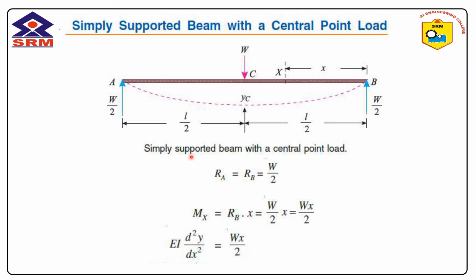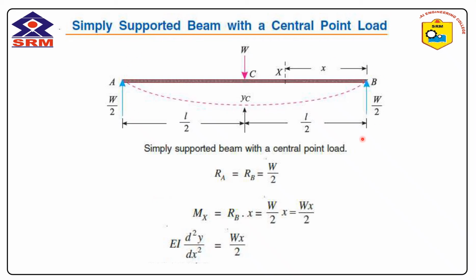So we will consider an example, a simply supported beam with a central point load. Consider a beam AB of length L subjected to a central point load W. Consider a section XX at a distance small x from B. Let RA be the reaction at A, RB be the reaction at B.